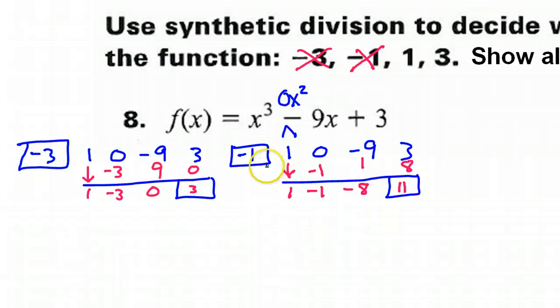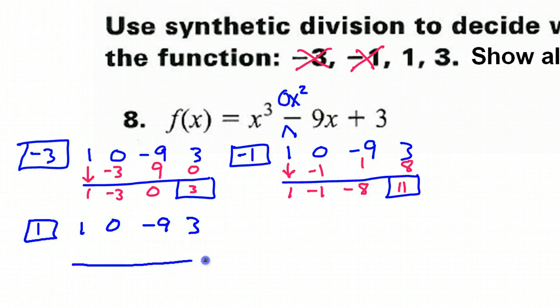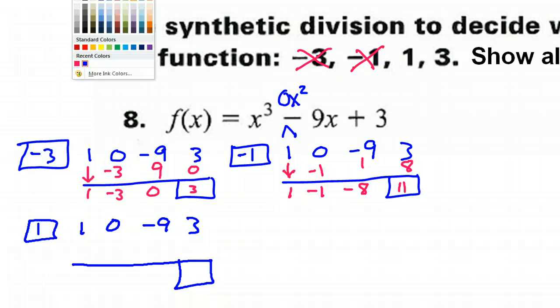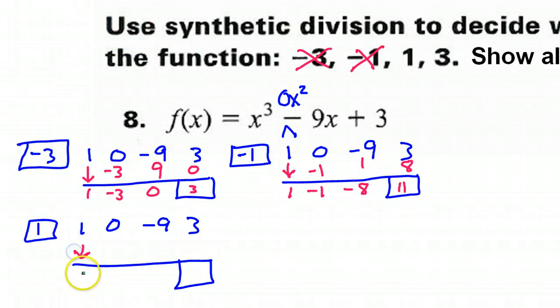So I'll try it again with +1. So 1, 0, -9, 3. That's 1, it's 1, that's 1. Just making sure. So that's -8, so that's -8. So that's -5. So that one didn't work either. Now we'll try 3.